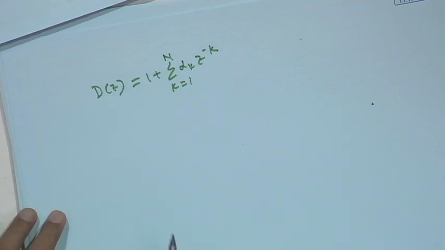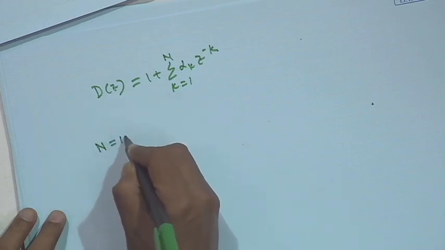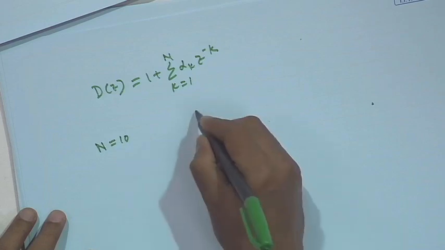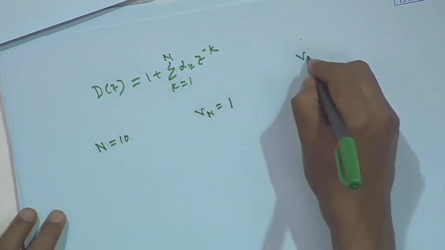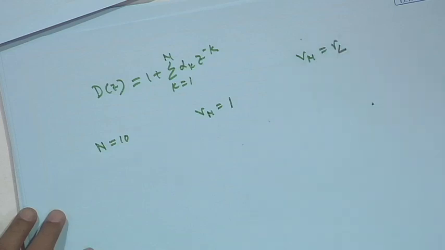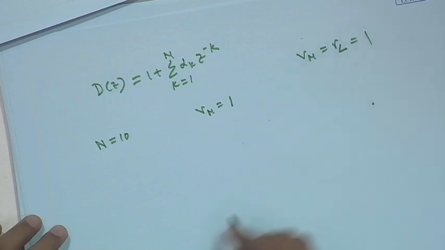Okay. So, if I write this one, if n, the number of sections, is equal to 10 and let us say Rn is equal to 1, the load, what Rn is equal to RL. So, let us say the load RL is equal to 1. Okay. So, no resistive load for low frequency, Rn is equal to RL, which is equal to 1.